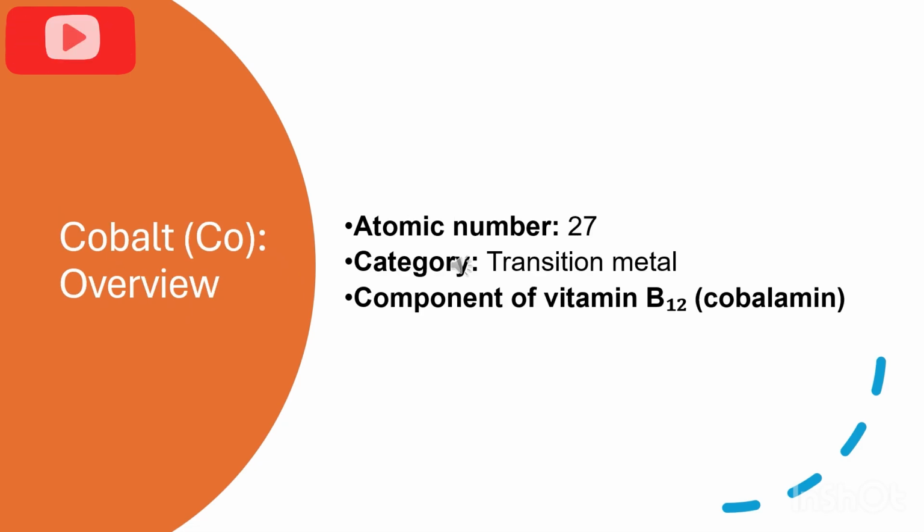Now, let's talk about cobalt. Cobalt is a transition metal with atomic number 27. Cobalt's most important biological role is as a component of vitamin B12, also known as cobalamin. This vitamin is essential for red blood cell formation, DNA synthesis, and nervous system maintenance. Therefore, cobalt's biological importance is tightly linked to vitamin B12 activity.